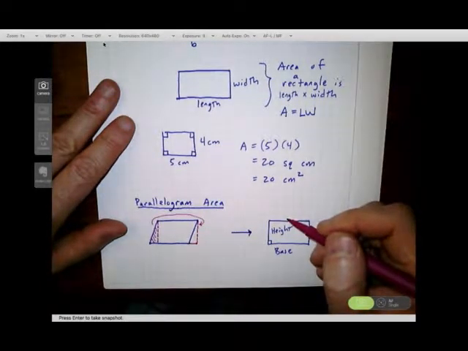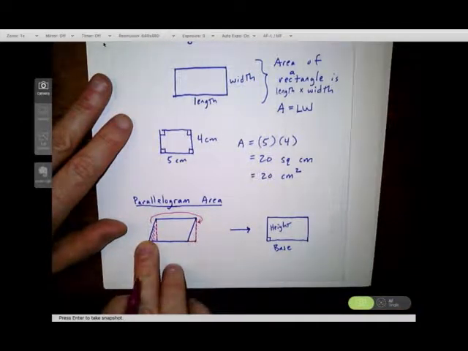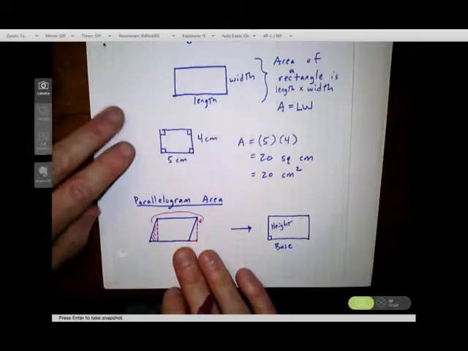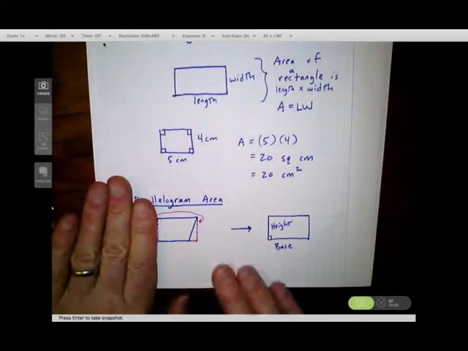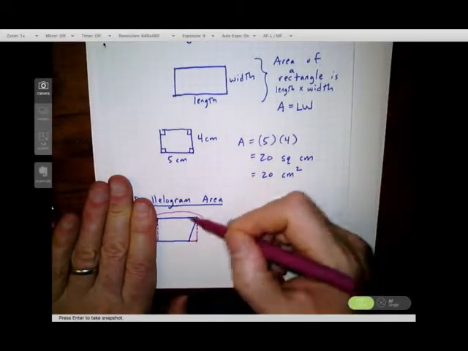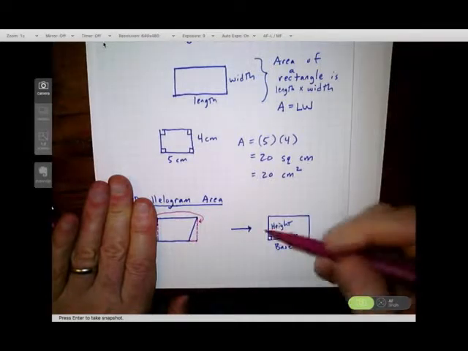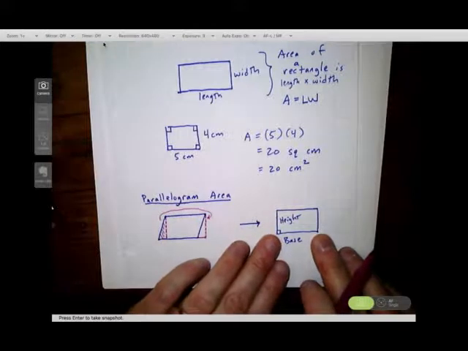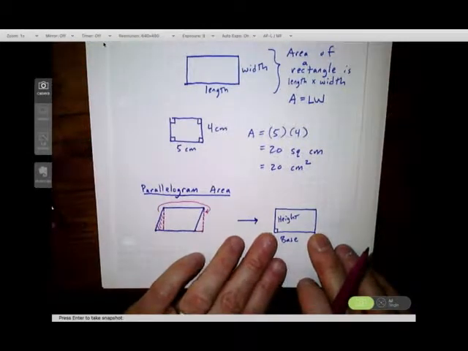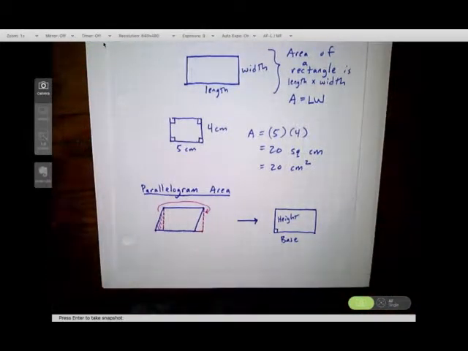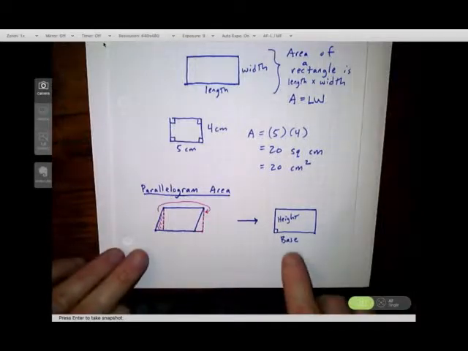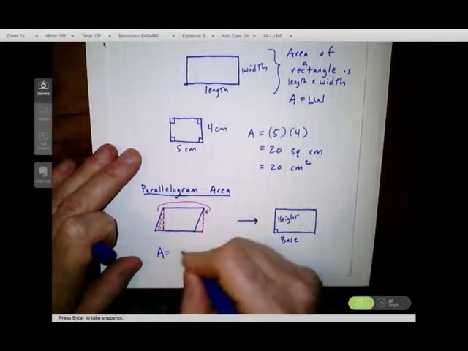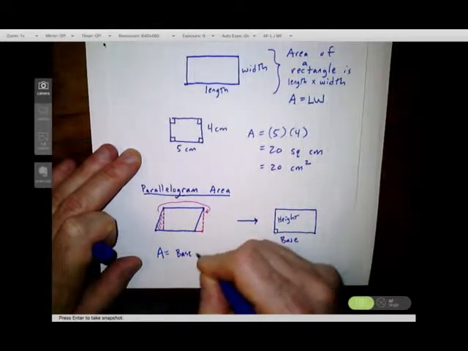Okay, so what I've done is cut out this triangle and stick it on the other side. I didn't change any of the area, I just changed the shape a little bit. And you'll notice when I do that, look, we've got a rectangle. Okay, so this parallelogram I turned into this rectangle. Now you know how to find the area of a rectangle. I just changed the words a tiny bit. Instead of length and width, I'm going to use base times height. So the area of a parallelogram is base times height.